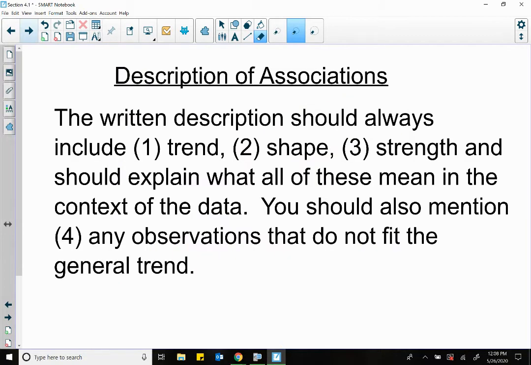So in the end, what you do with this information is, if we look at a scatter plot, we can talk about the description of the association, a description of the relationship between the variables. In the written description, you should always include the trend, the shape, and the strength. These should be in the context of the data. And then you should also mention any observations that don't seem to fit the general trend. This is what we're talking about, like outliers.